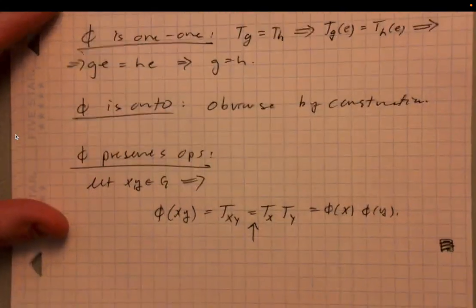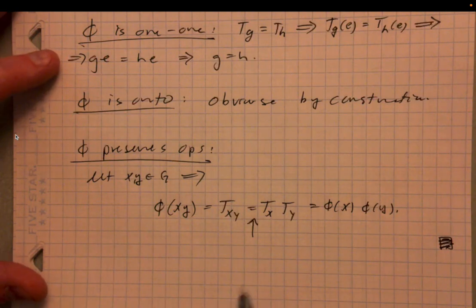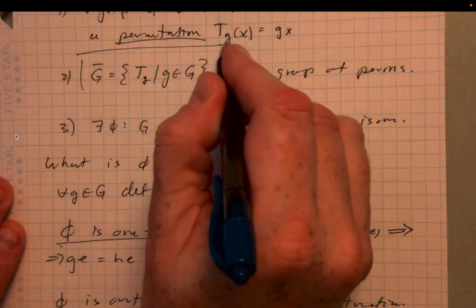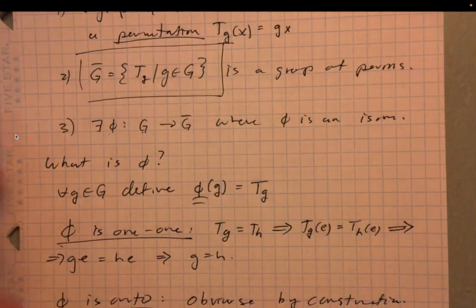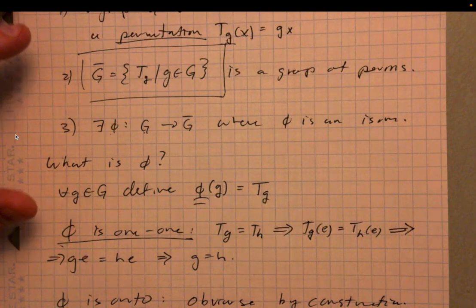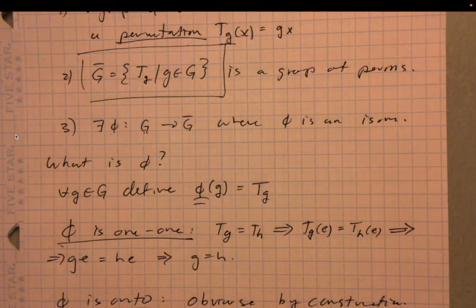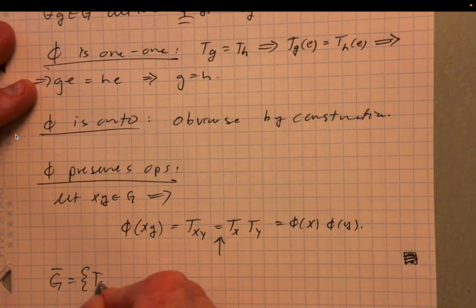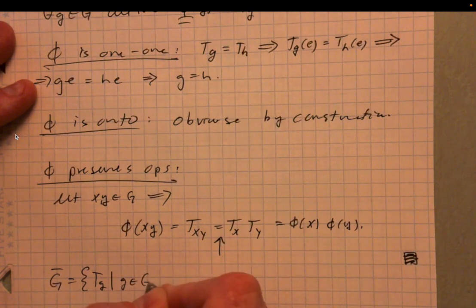Now, this permutation group that's used throughout this proof, which one was it? Yeah, that permutation group, G bar, from this proof, where it's T sub g, g in G.